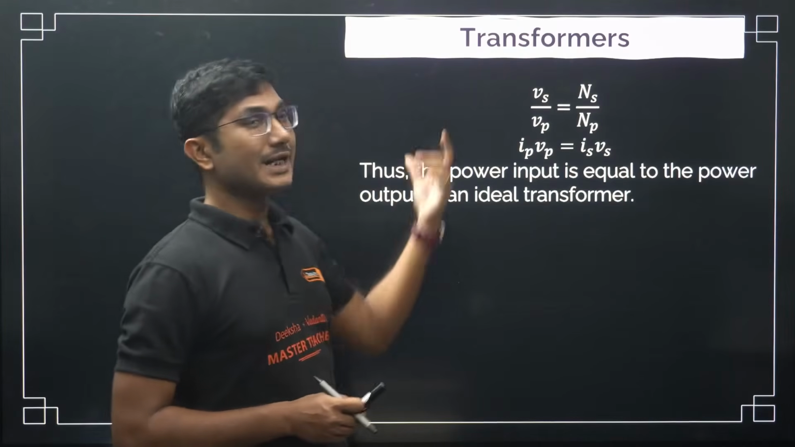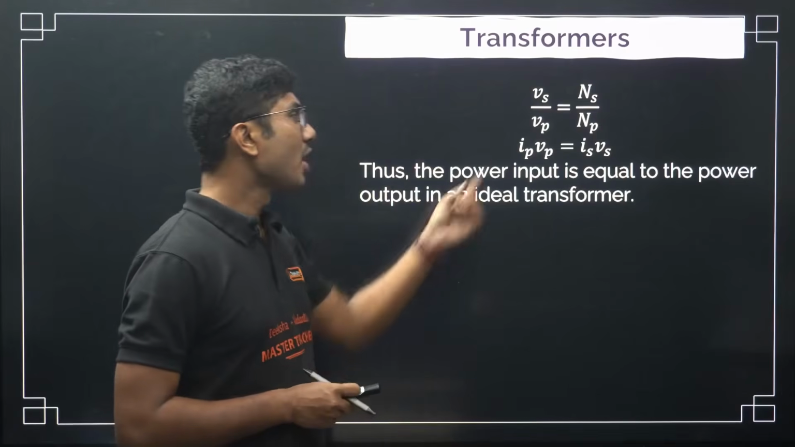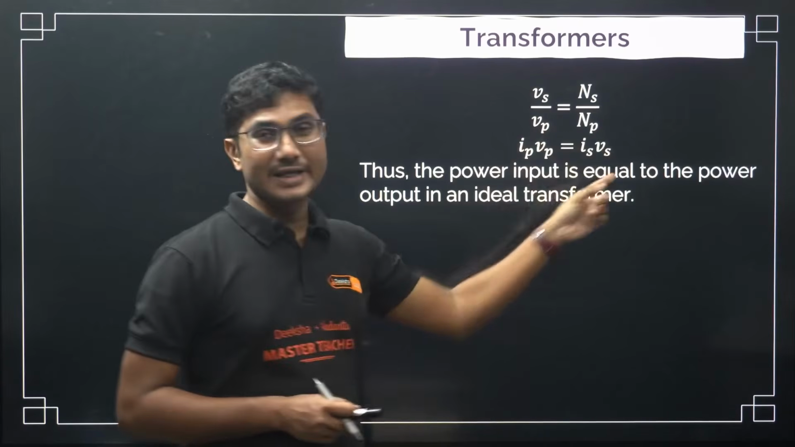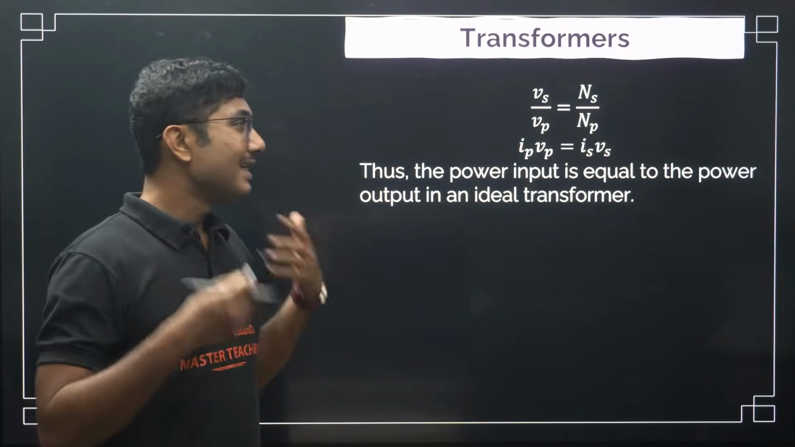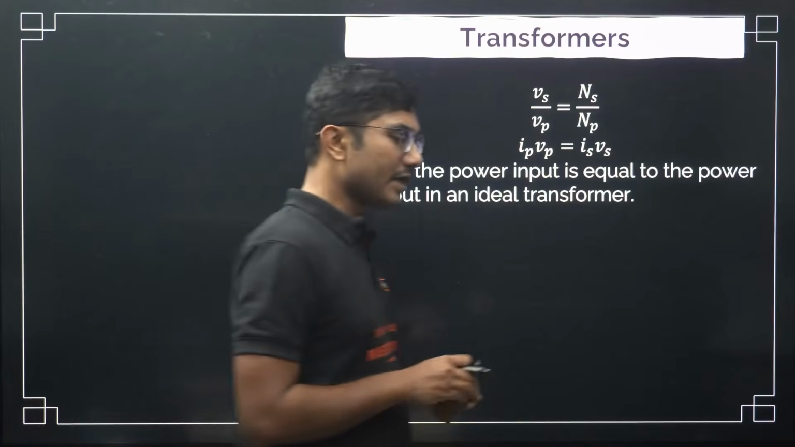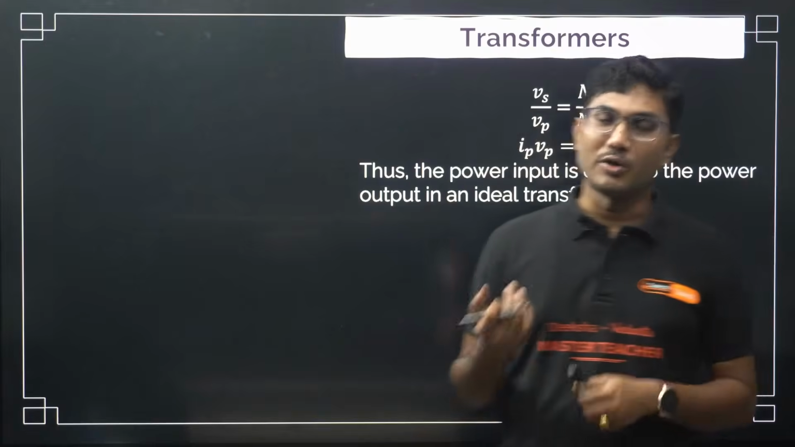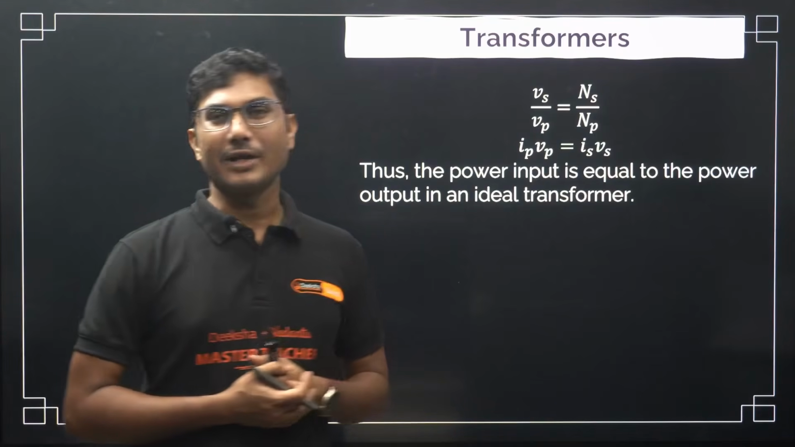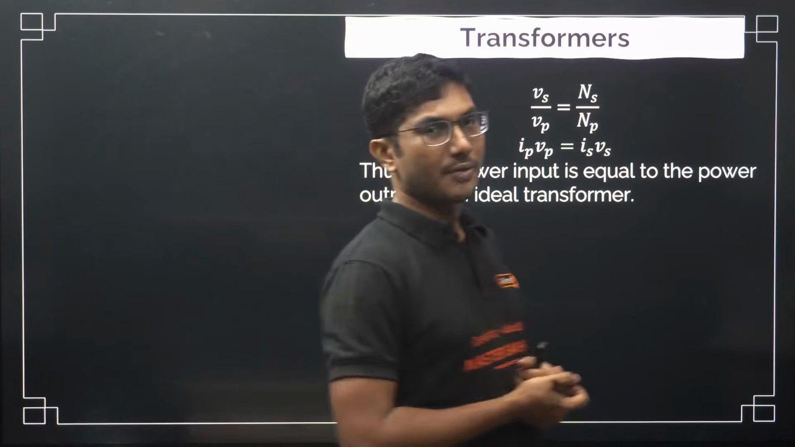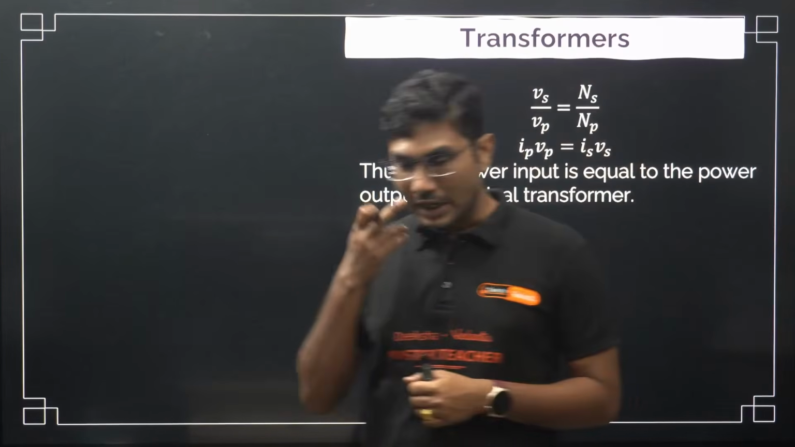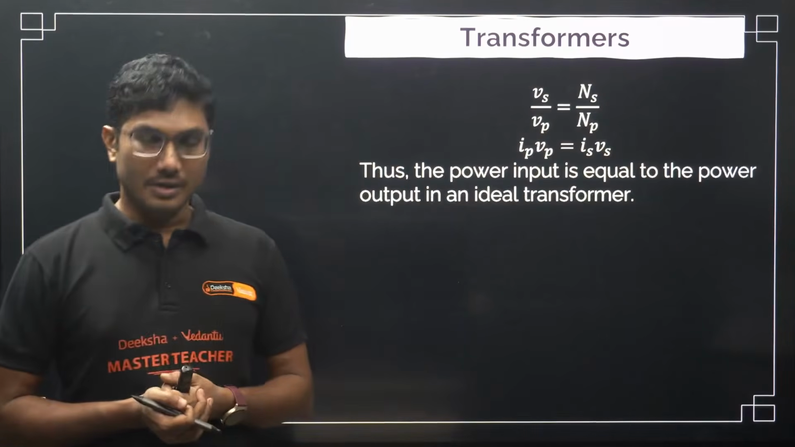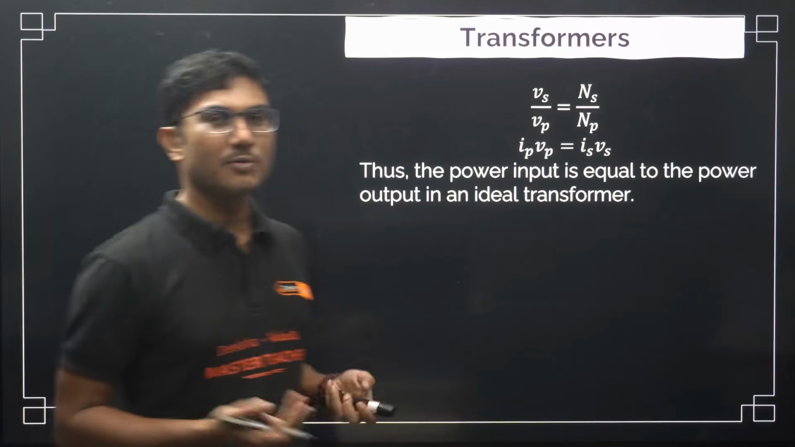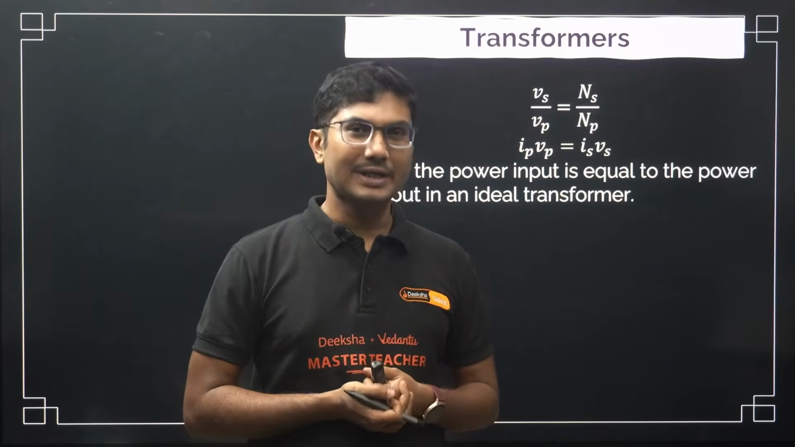But you have to remember that the power input equals the power output. Power input is given by Ip into Vp, and power output is given by Is into Vs. So power is always equal. In case of an ideal transformer, input power is always equal to output power. In case of a real transformer, output power is always less than input power. You cannot change the power; you can change the voltage, you can change the current, but power will remain the same, because power is related to energy. Energy will be conserved, right? An ideal transformer means no power loss is happening in the transformer.